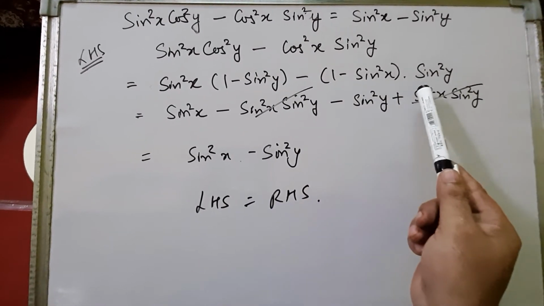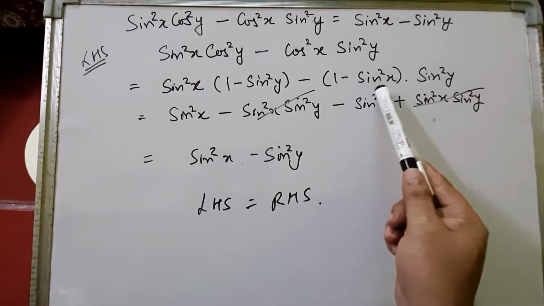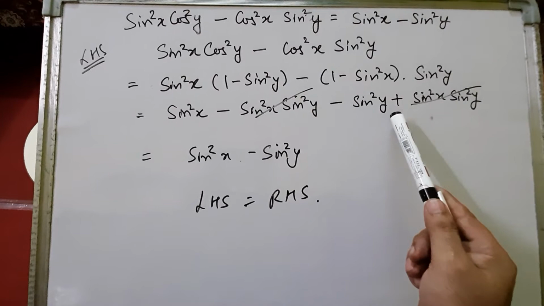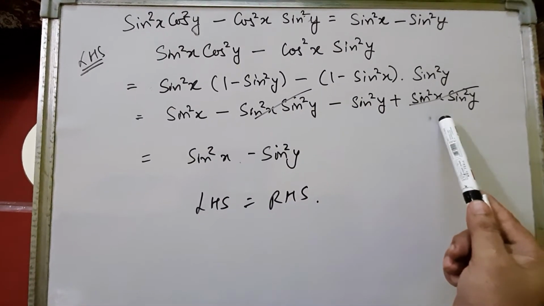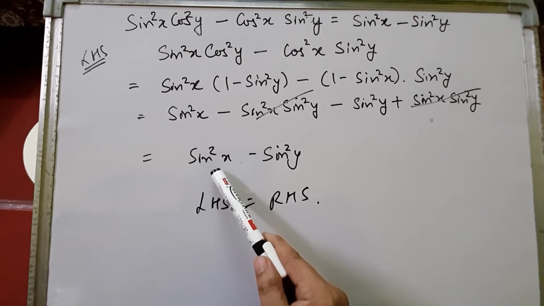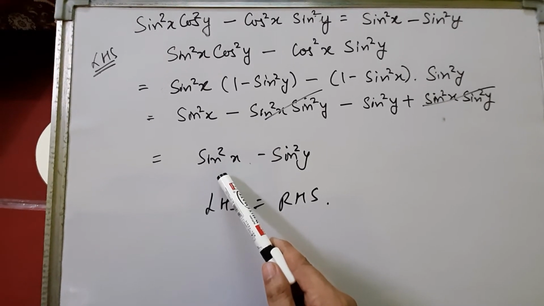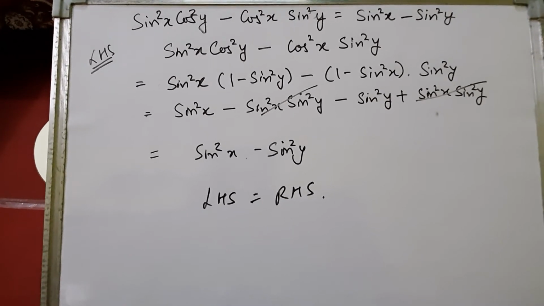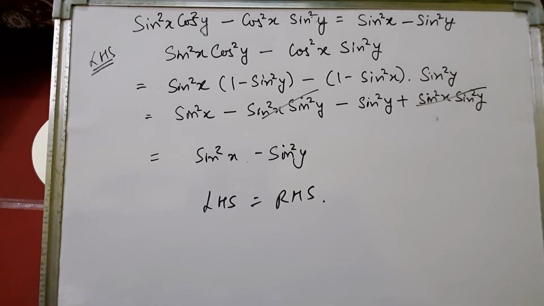When we multiply this term, there is a minus sign outside the bracket, so the sign will change. So 1 into sin square y is minus sin square y. Minus sin square x into sin square y, with the minus sign outside the bracket, will be plus sin square x sin square y. So these both terms will get cancelled. So the result will be sin square x minus sin square y. Right, children? So now this is the required result, the right hand side that we have to prove. Both the sides become equal. Note down.